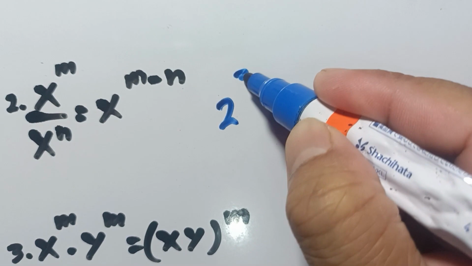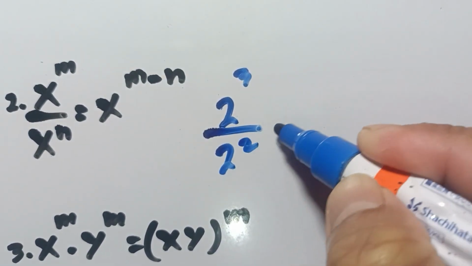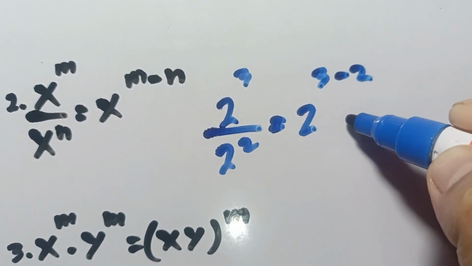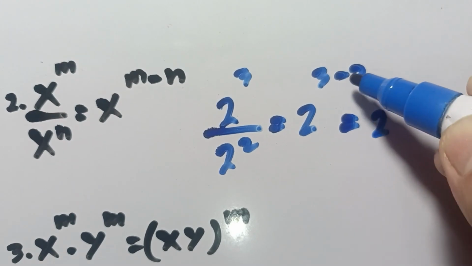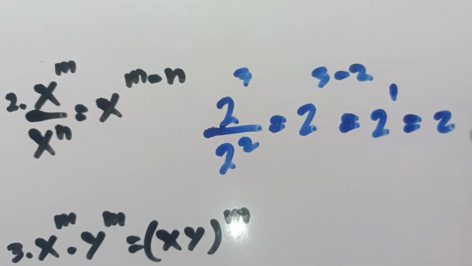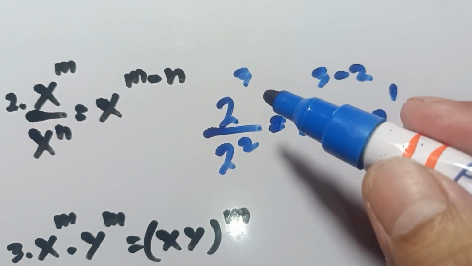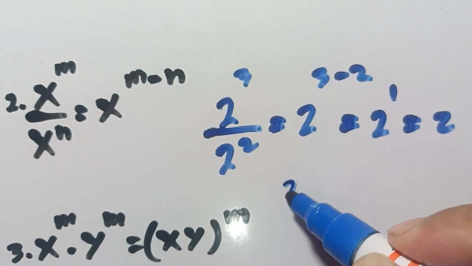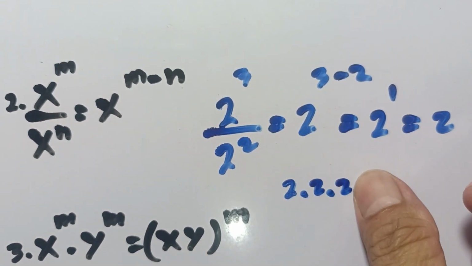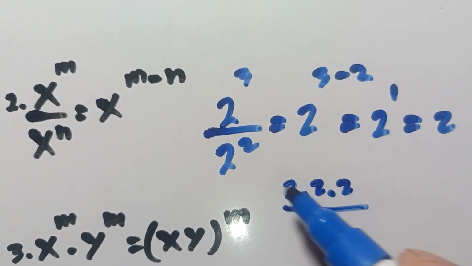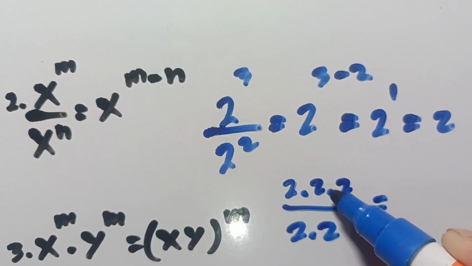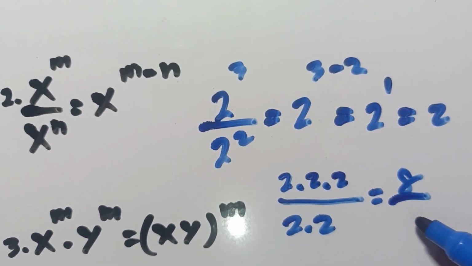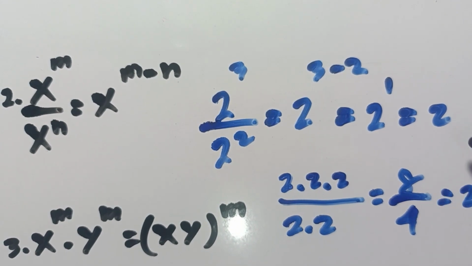Then I will give you an example for the whole number. So 2 to the power 3 divided by 2 to the power 2. Copy the law of exponent: 2 to the power 3 minus 2, which is 2 to the power 1, or equal to 2. Now we need to check if this is correct. 2 to the power 3 is equal to 2 times 2 times 2, over 2 to the power 2, 2 times 2. So this is 2 times 2, 4 times 2, 8. And 2 times 2 equals 4. And 8 divided by 4 equals 2. So they are equal, so it is correct.